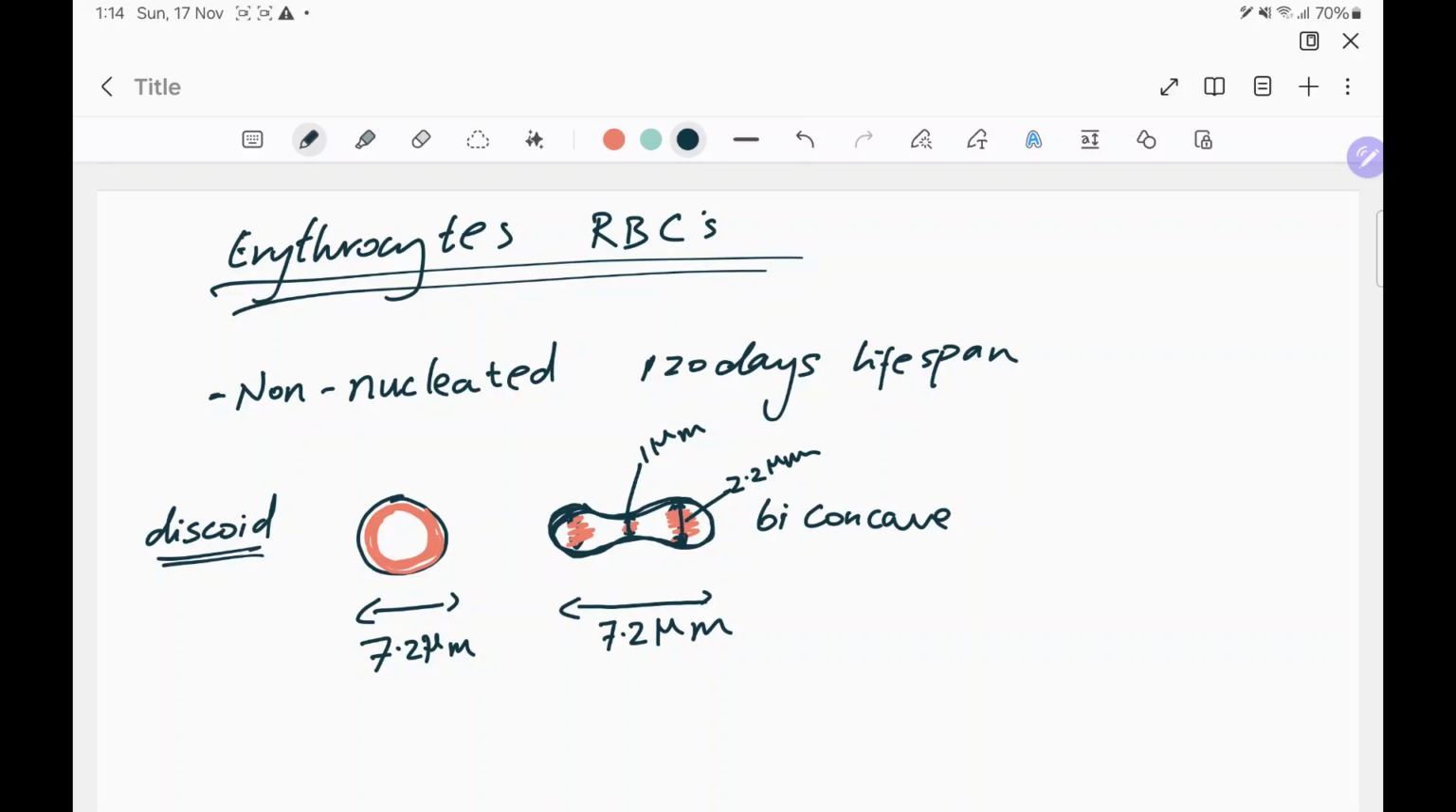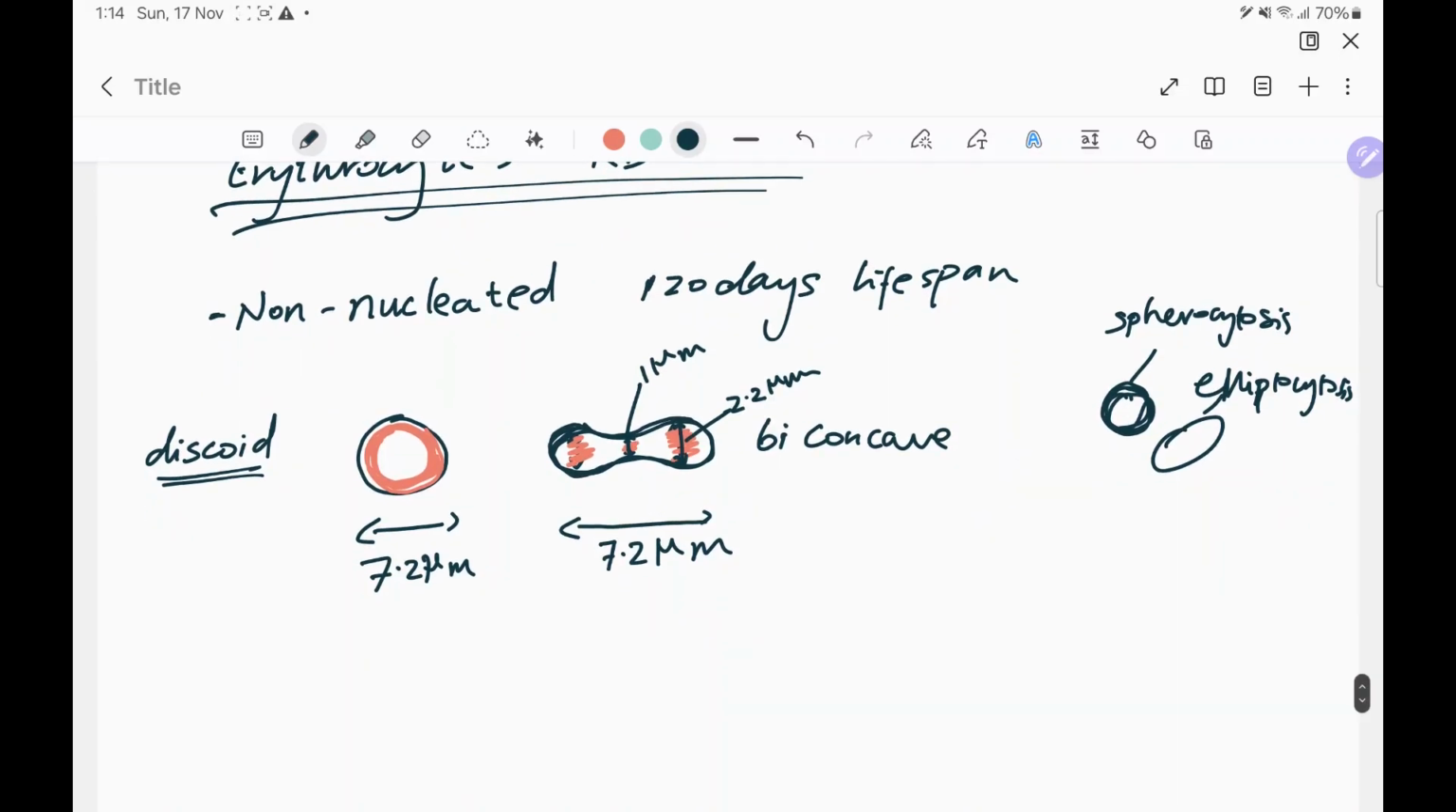There are conditions where you have abnormal shapes, where the cells are not discoid. They're more elliptical or spherical. So they are not discoid and biconcave, they're more like an ellipse or completely spherical, like round balls over here. That's called spherocytosis and elliptocytosis. We'll talk about that in detail later.